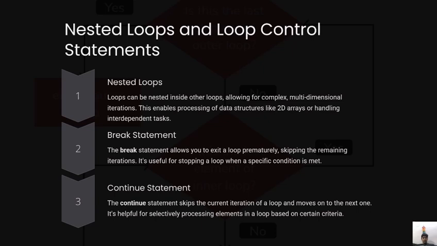Break statement. The break statement allows you to exit a loop prematurely, skipping the remaining iterations. It's useful for stopping a loop when a specific condition is met. Continue statement. The continue statement skips the current iteration of a loop and moves on to the next one. It's helpful for selectively processing elements in a loop based on certain criteria.